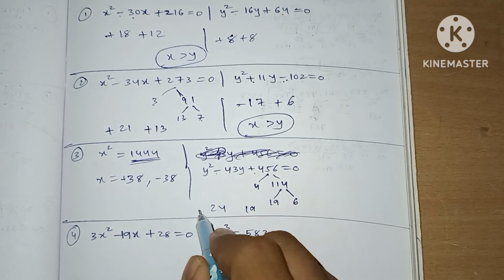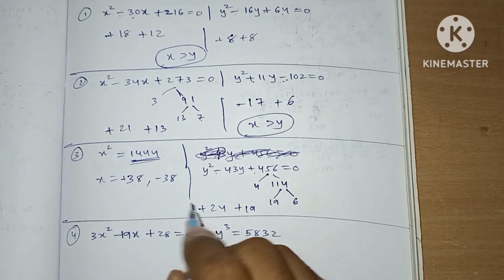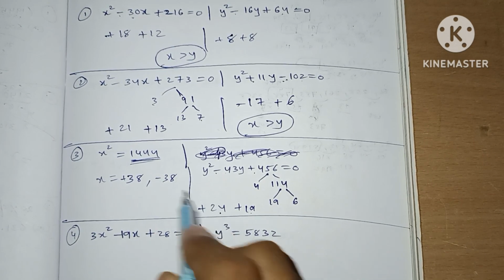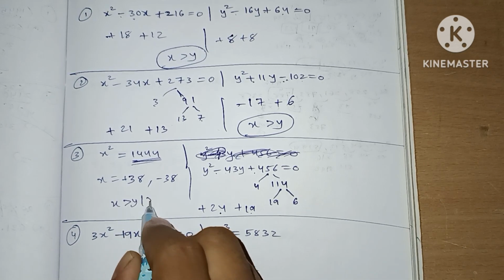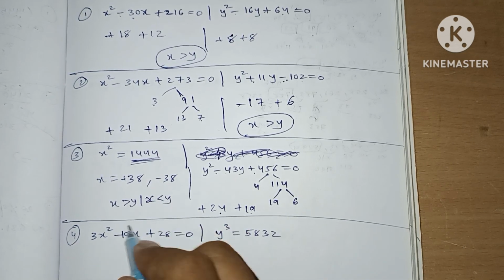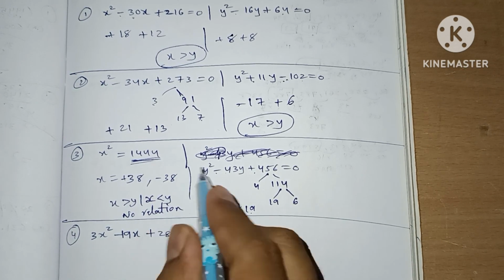Minus and plus means the roots are positive. Now by comparing these two, it is clear that plus 24 and 19 comes in between these two numbers. So what it means is x greater than y and x lesser than y comes here. So there is no relation established in between these two equations.